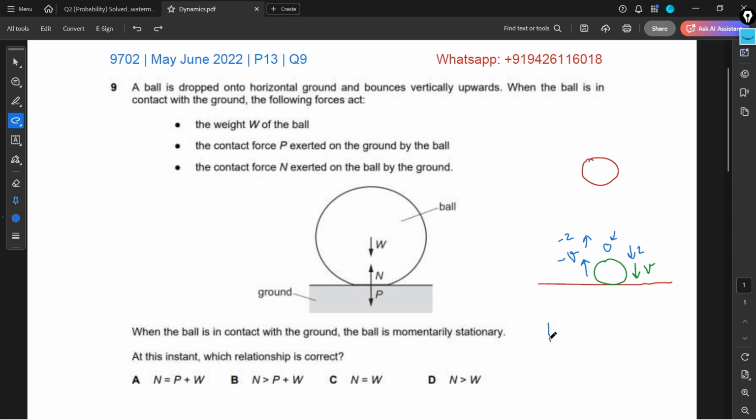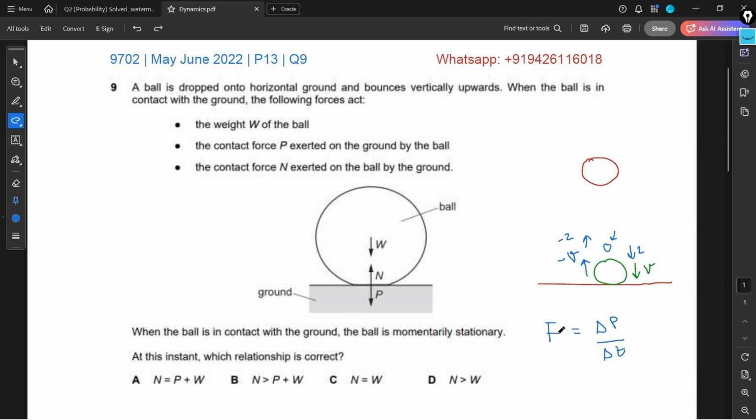And we know that the net force acting on the ball will be equal to the rate of change of momentum. And because the rate of change of momentum is not equal to 0, there must exist a net force on the ball. And that is why it is not in equilibrium.